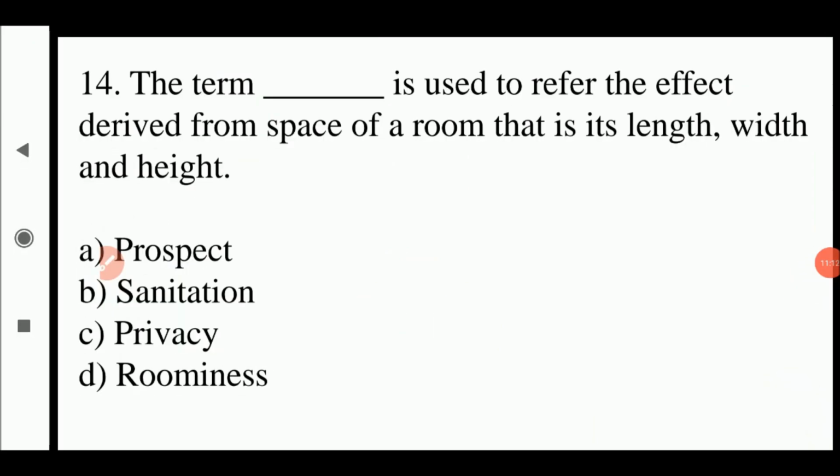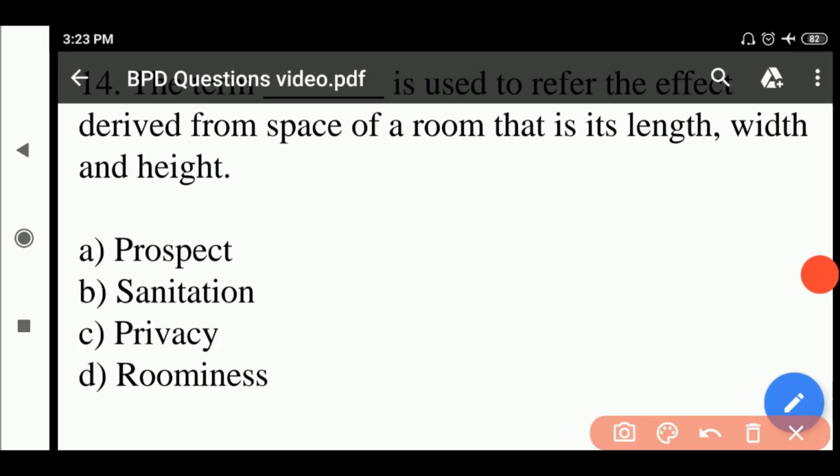Next objective. The term dash dash is used to refer to the effect derived from the space of a room, that is its length, width and height. Option 1, prospect. Second, sanitation. Third, privacy. And fourth is roominess. So the correct answer is roominess, because roominess is nothing but the feeling of spaciousness.